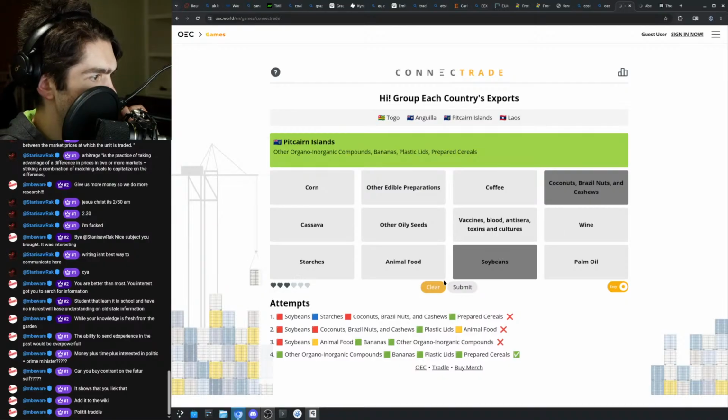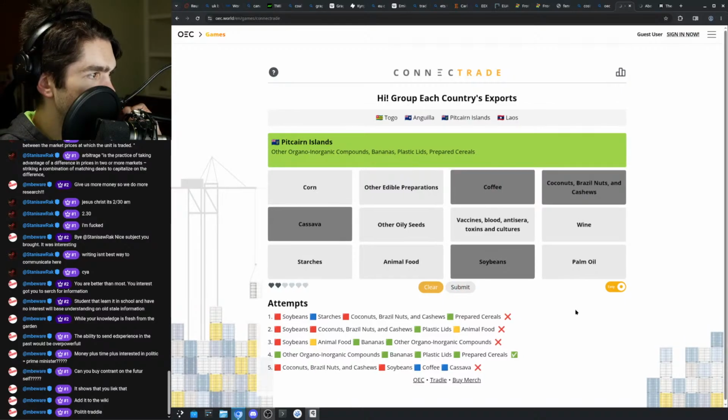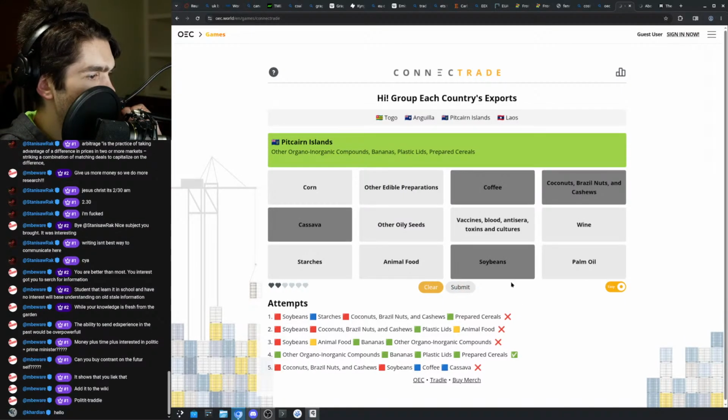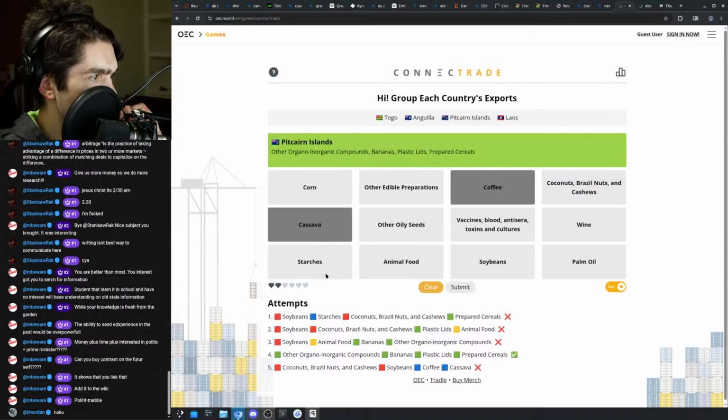Coffee is something else, right? We have not tried coffee. Are you kidding me? Soybean, coconut, coffee. Where is animal food? Animal food is not it. Okay, I don't know what cassava is. Fuck it. Okay. Coffee, cassava, starches.